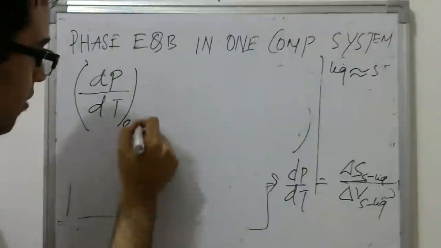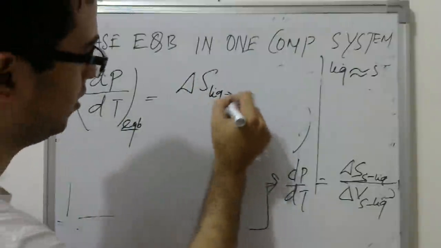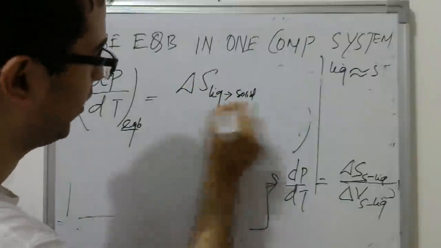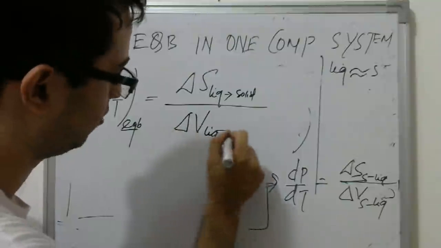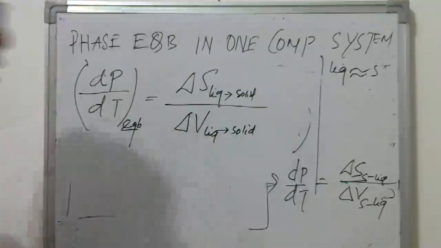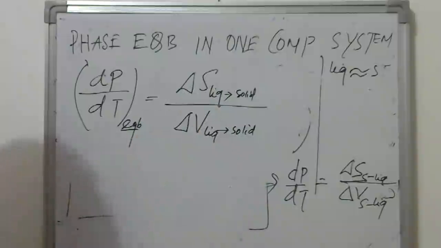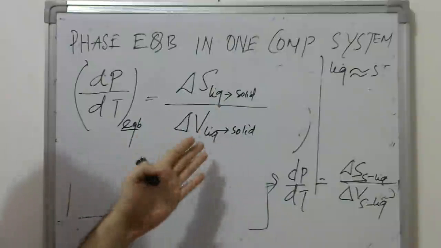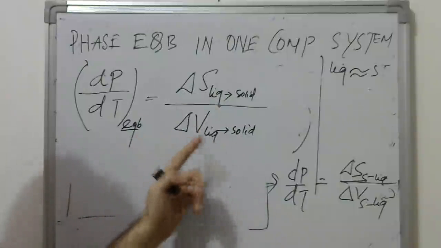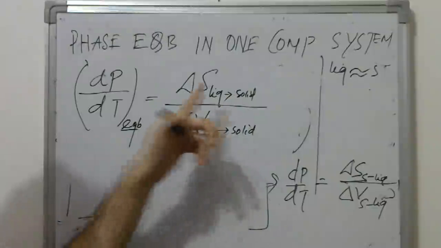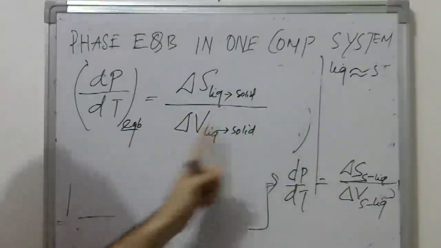dT/dP for equilibrium is delta S, liquid to solid, divided by delta V, liquid to solid. Please note that this delta S may be positive, may be negative. This delta V may be positive, may be negative. So please be very careful with final volume minus initial volume, final state minus initial state, that is entropy of solid minus entropy of liquid, and volume of the solid minus volume of the liquid.